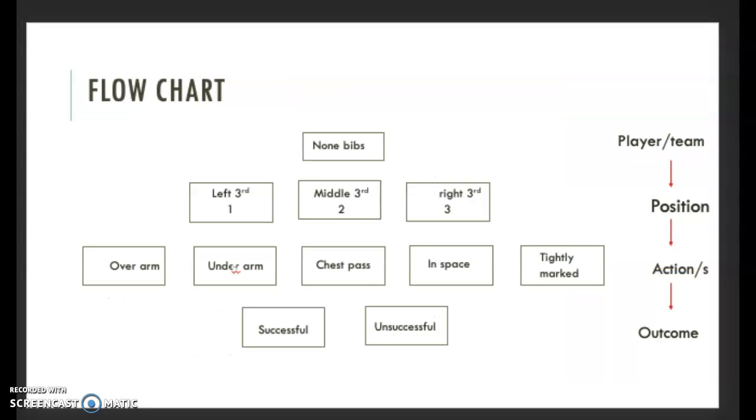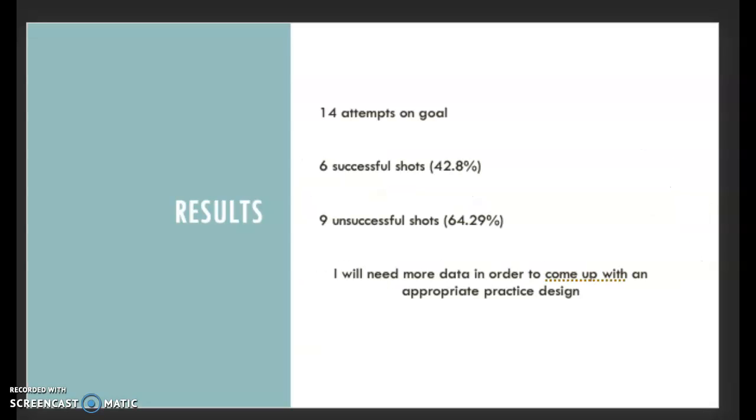So next I'll be going on to my flowchart. This was the basis of my notation analysis. You can see I've got the team and player, the positions, the actions and the outcomes. This was everything that I'm looking at, and I've drawn data up from there. So next I'll be going on to the results. This is a brief overview of the results.